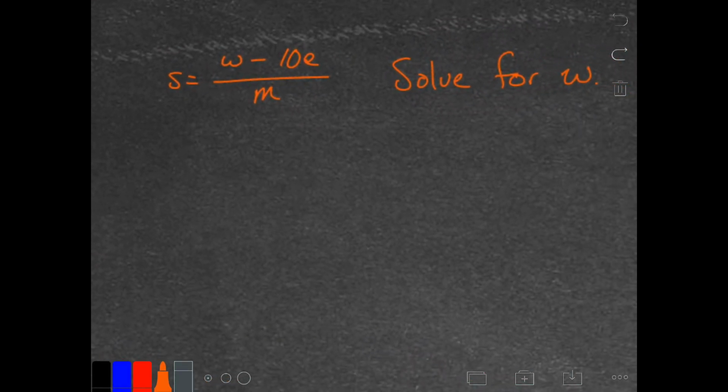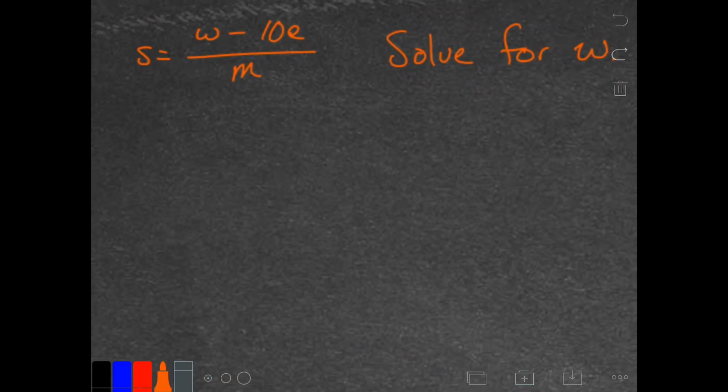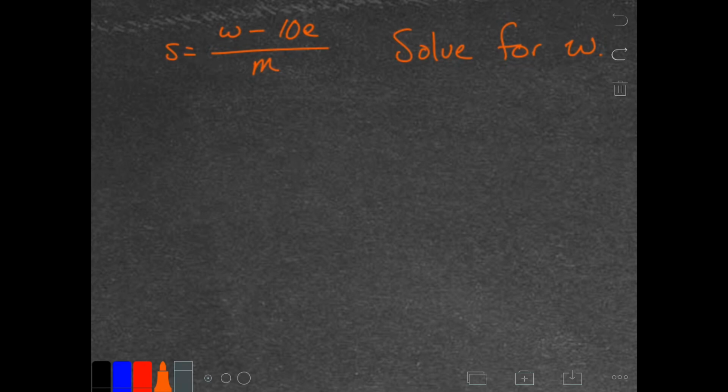Let's take a look at another example here. S equals W minus 10E over M, and we want to solve for W. In order to do that, I want to get rid of this M here. So I'm dividing by M. Let's multiply both sides by M. We're going to get M times S. So MS equals, well, M divided by M is going to cancel out. We're going to be left with W minus 10E.